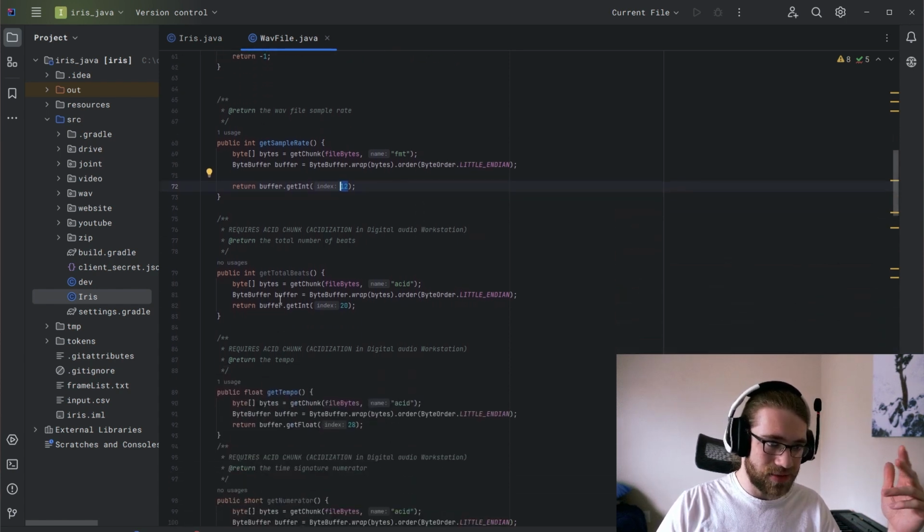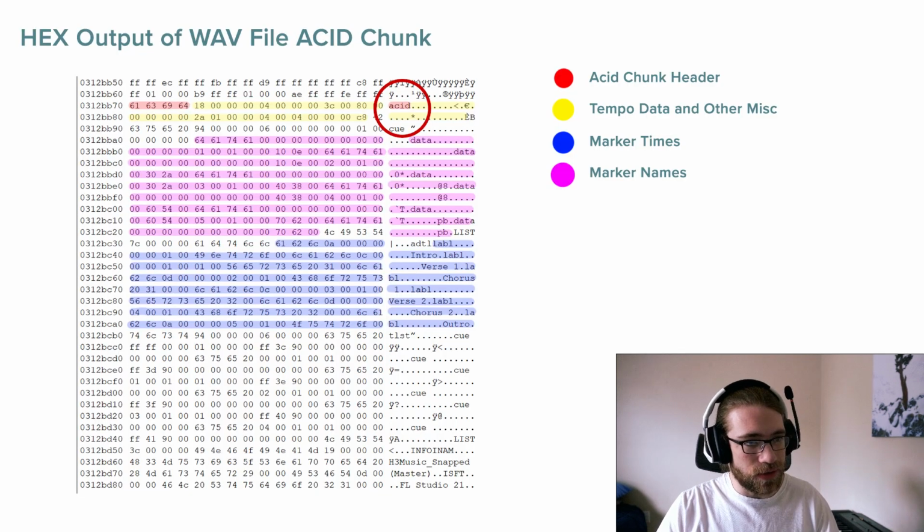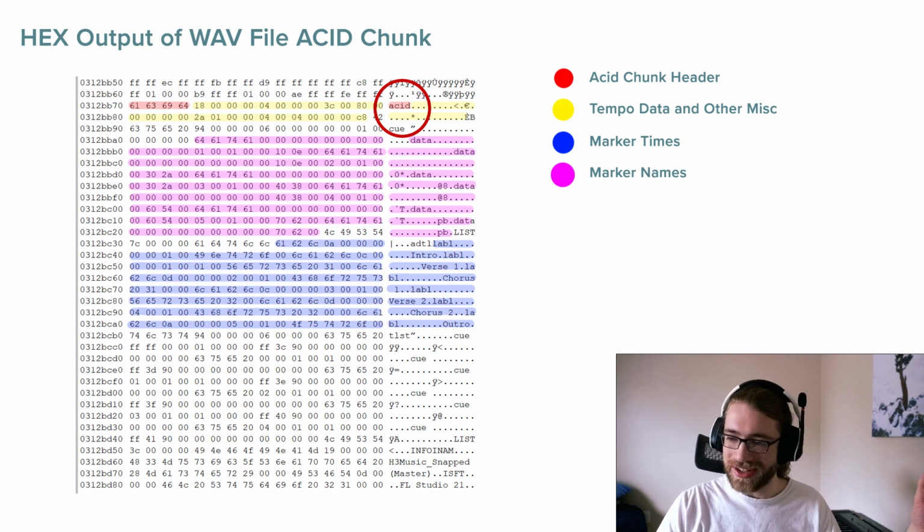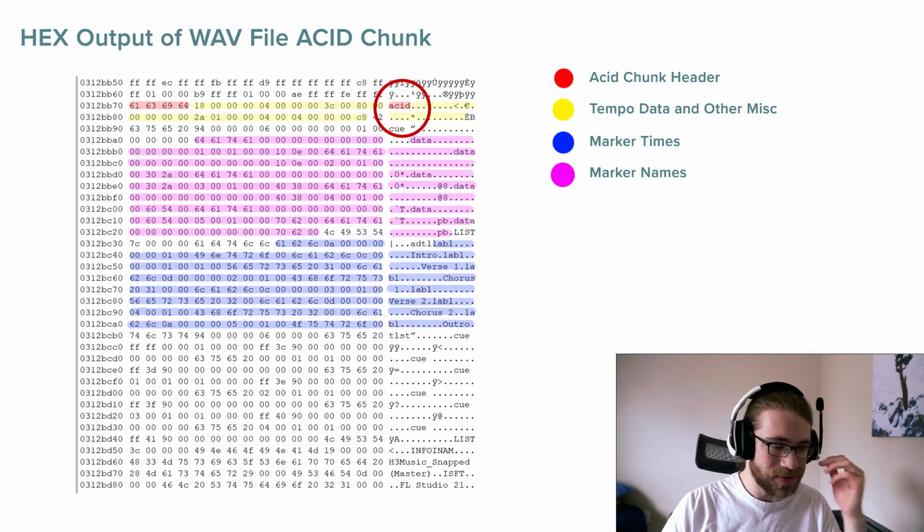You're able to do the same to get the total beats and the tempo, and all of this is inside the ACID chunk. So you look for where it says ACID inside the file, and that's where the ACID chunk starts. You know that's where it is.